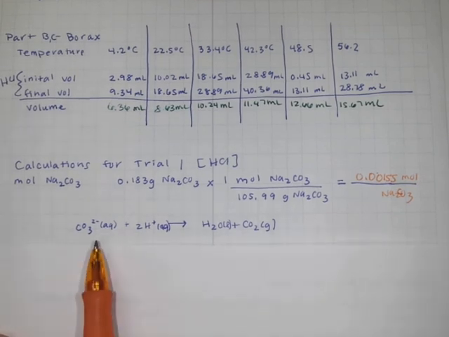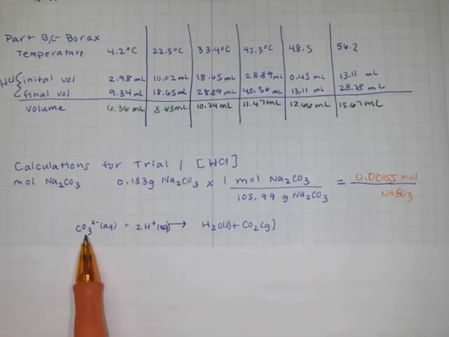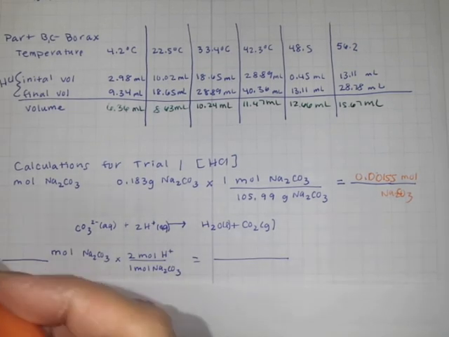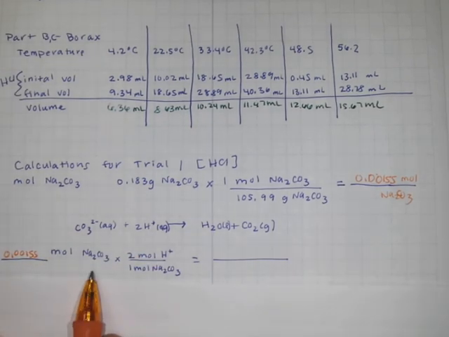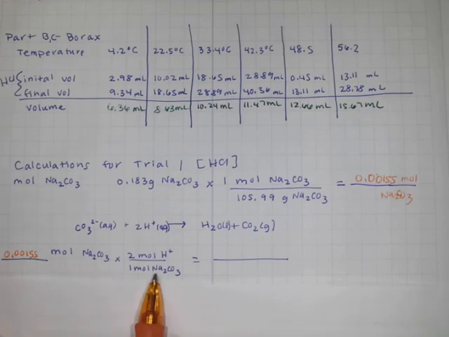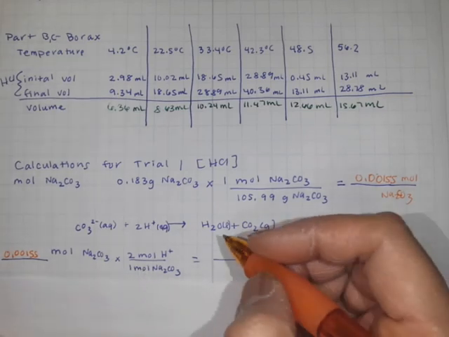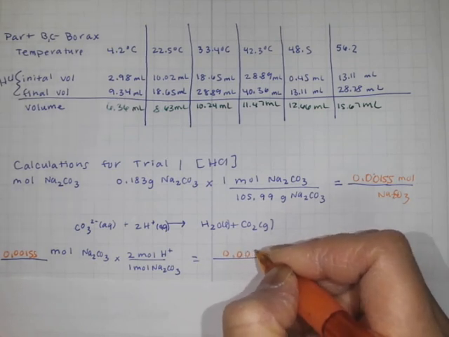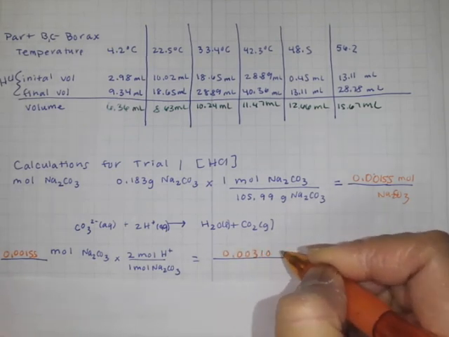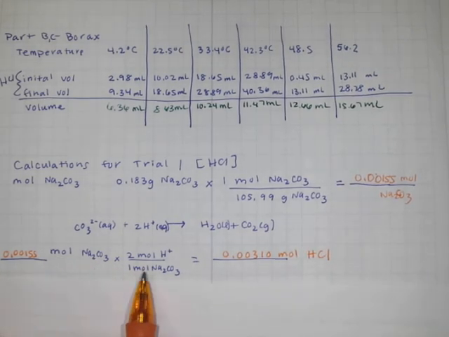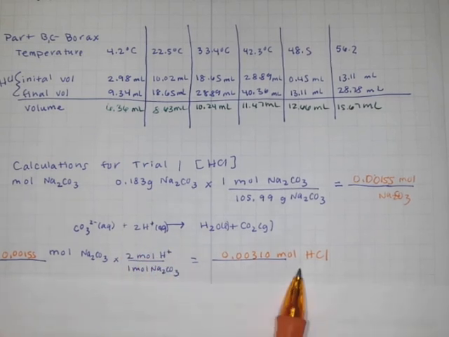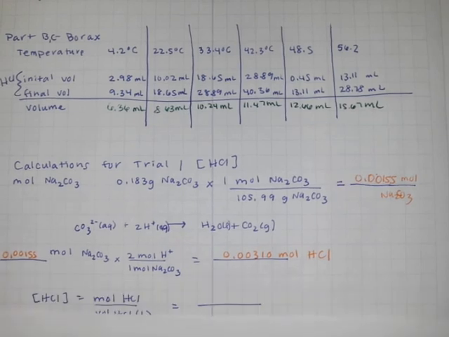And then if you look at the equation in the lab manual, we have carbonate plus 2H+ gives you water and CO2. So for one carbonate, there's 2 H+. So for 0.00155 moles of sodium carbonate, that will be times 2, 0.00310 moles of HCl. Again, this is a 1:2 ratio, 1 mole of sodium carbonate to 2 moles of H+, and that's from the equation here. So that's going to be 0.00310 moles of HCl.